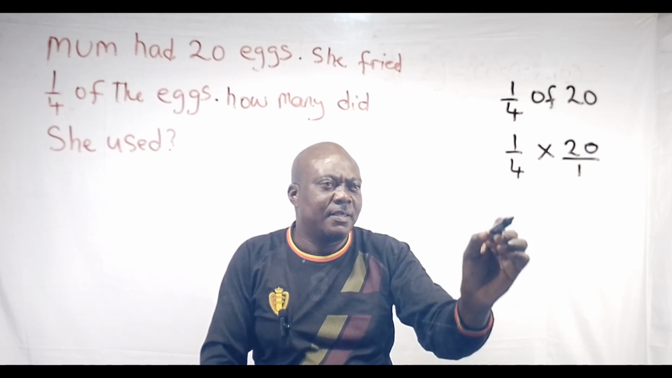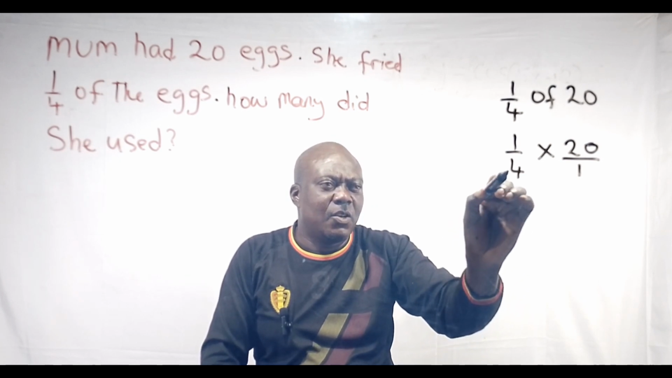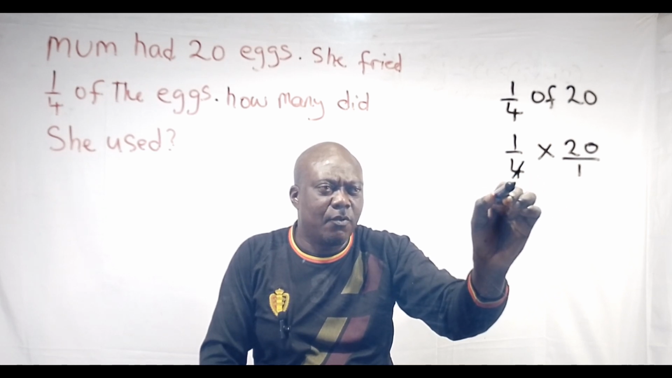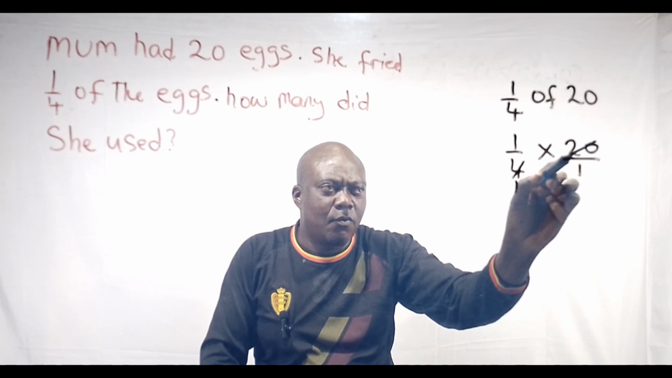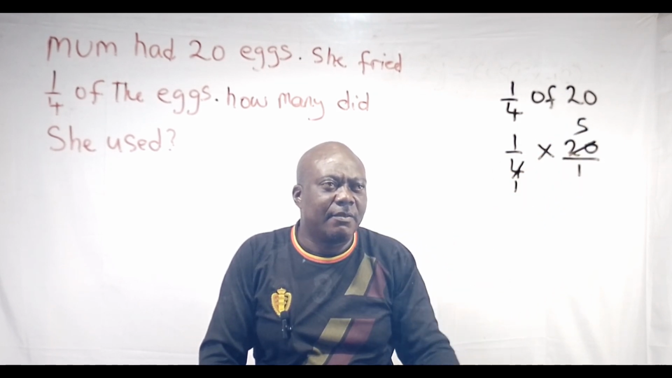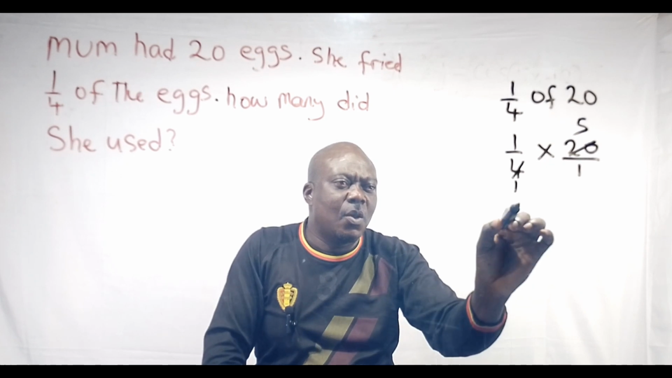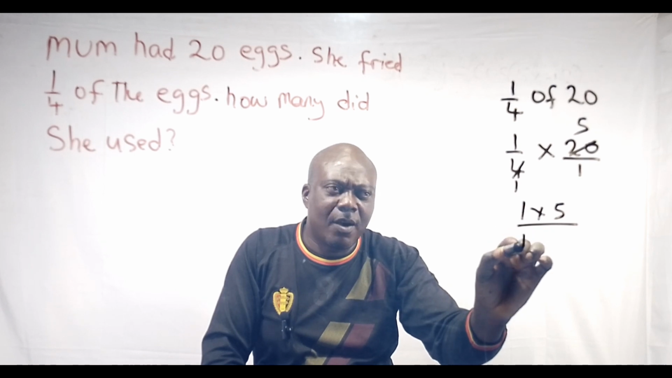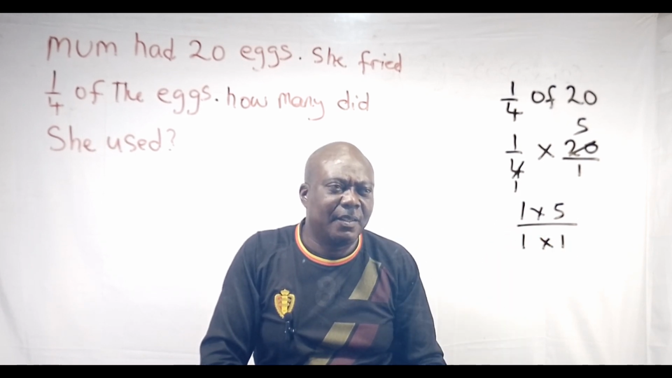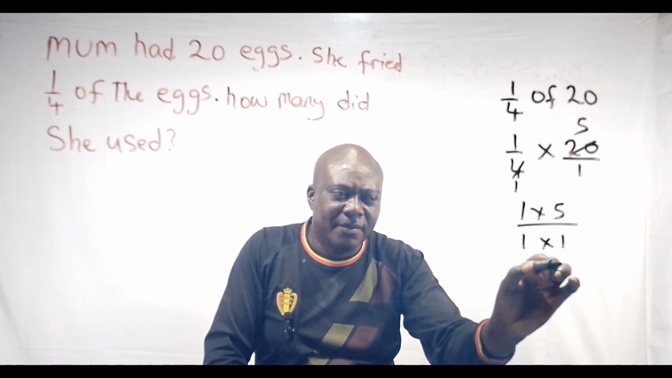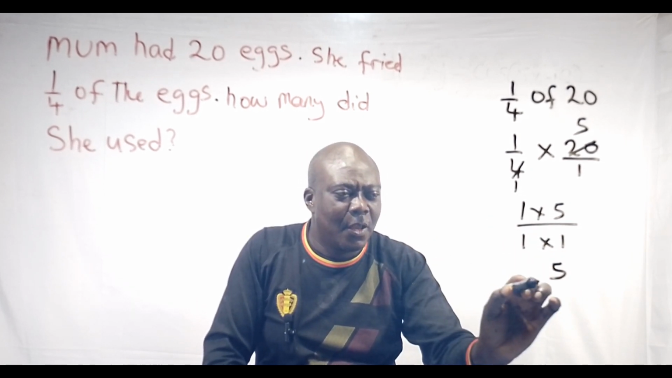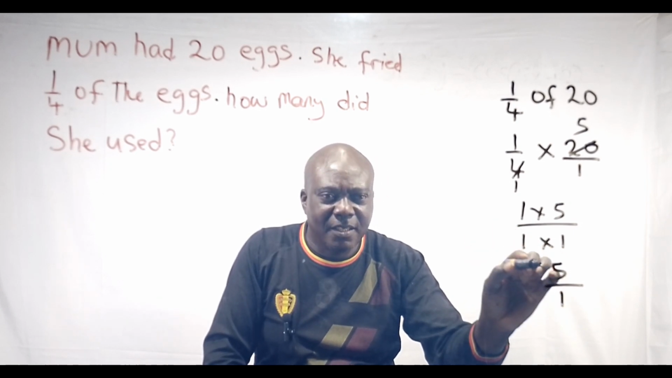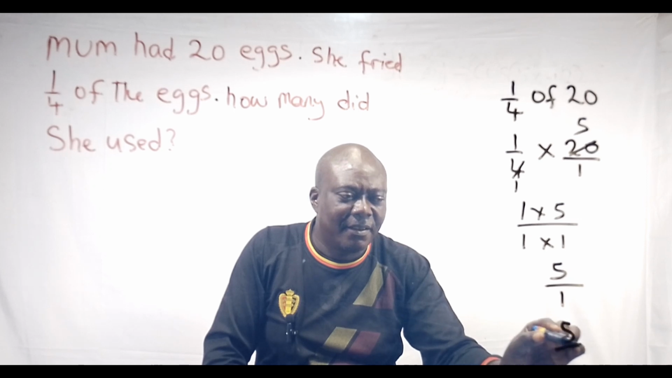So you now divide. You observe 4 can divide 20. That means 4 into 4 is 1. 4 into 20 is 5. So what you have up is 1 multiplied by 5 over 1 multiplied by 1. So 1 times 5 is 5 over 1 multiplied by 1 is 1. So 5 over 1 is 5.